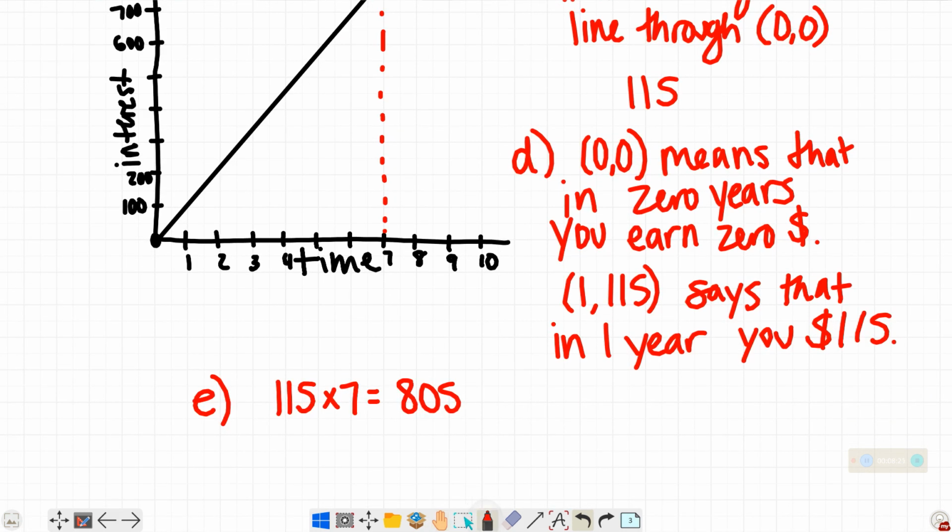That means that their savings has $805 from the interest plus the original $2,000 that they put in. So now it is worth $2,805.